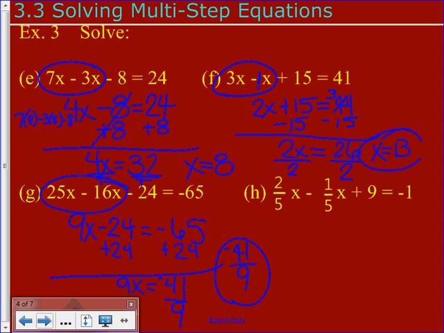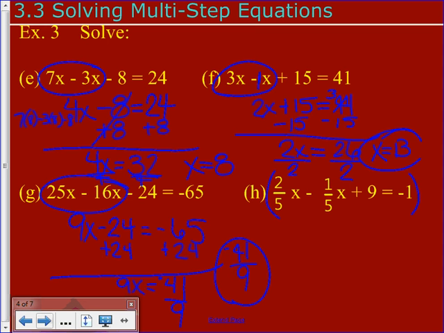Last one. Negative 2/5 x minus 1/5 x plus 9 equals negative 1. Now, there's a couple of different ways we could solve this. You could go through the process like we have been, like terms, negative 1/5 x plus 9 equals negative 1, and then solve the 2 steps from there. Or, we could multiply through to cancel out the fractions. Now, this is not a method you have to do. I'm going to show it. Some of you it may click, and this may be what you prefer.